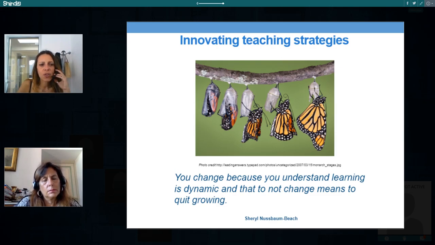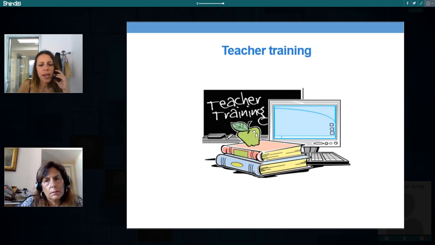So this is just a sort of monitor. You have to change, because you understand learning is dynamic, and to not change means to stop growing. So it's just a need. Teachers have to reshape their teaching practices, taking into account technologies. We can just go fast, and teacher training is essential. In Italy, we have a specific national training plan for teachers, including CLIL and language learning as top priority. But the digital dimension is among top priorities as well.